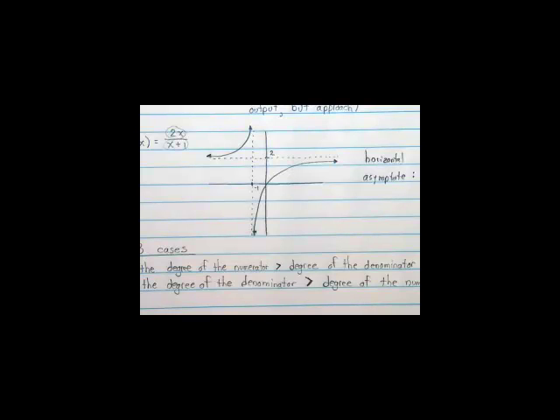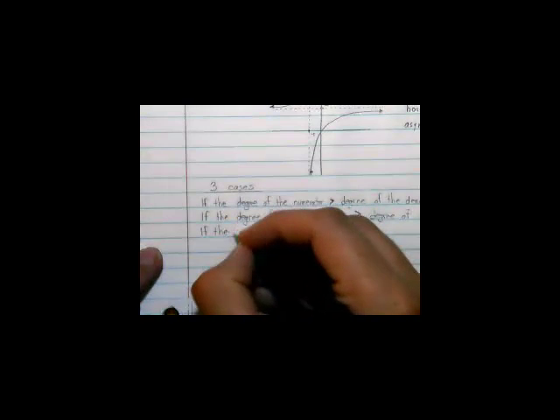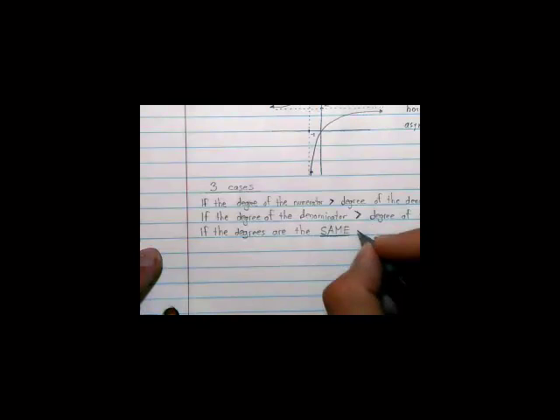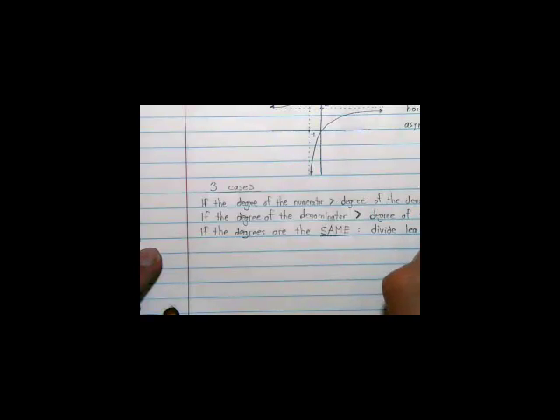So if I had 2x over 3x plus 1, the horizontal asymptote would be 2/3. Okay? So you have to divide whatever those leading coefficients are on both of them. Okay? So that's our third case. So if the degrees are the same, then you're going to divide leading coefficients.